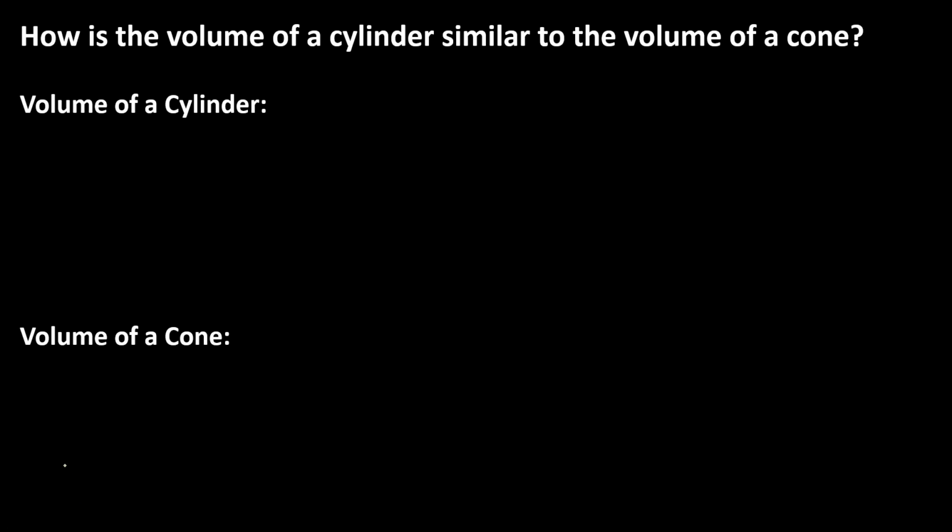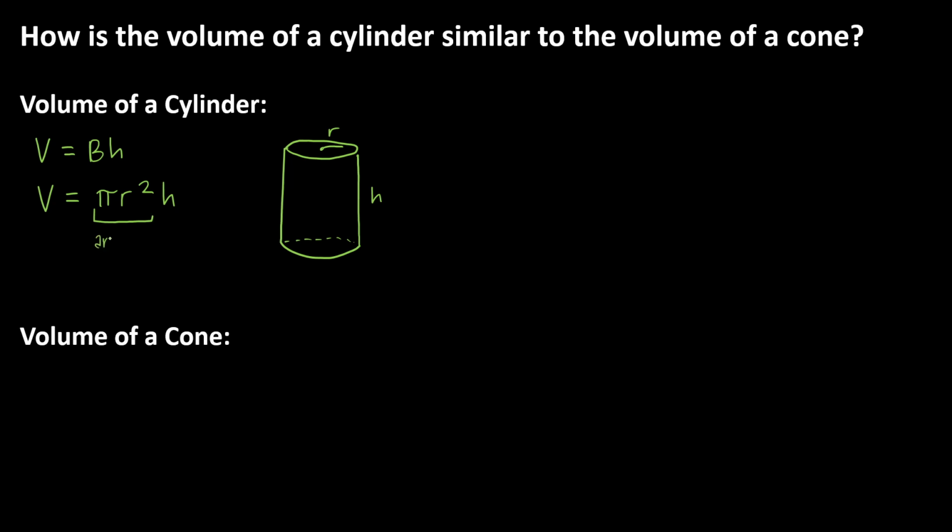So we know that the formula for the volume of a cylinder is volume is equal to the area of the base times the height. And just as a reminder, the base of any cylinder is actually a circle. And since the base is a circle with a radius, we know that this formula can also be translated to volume equals pi times the radius squared times the height, because pi r squared is the area of a circle.